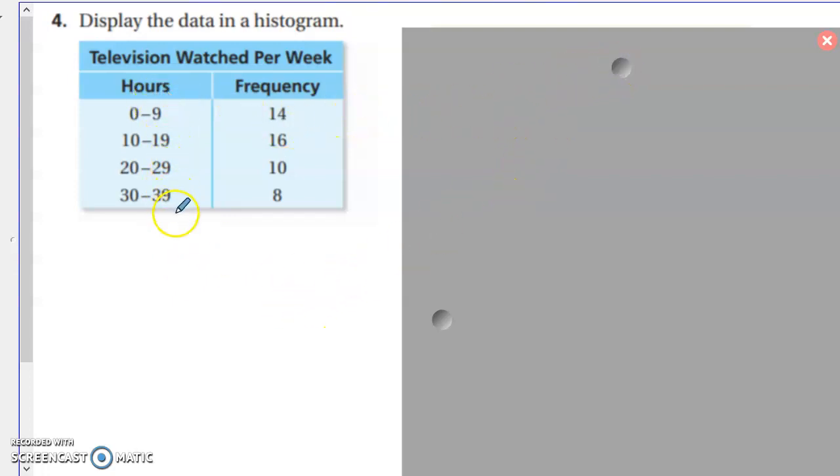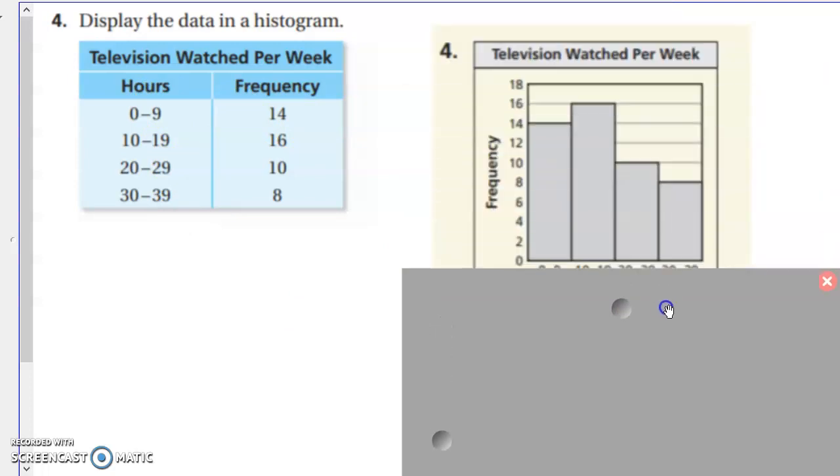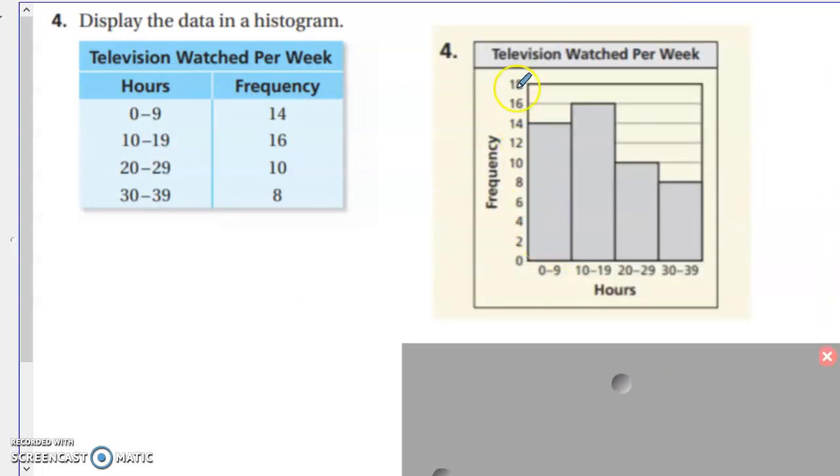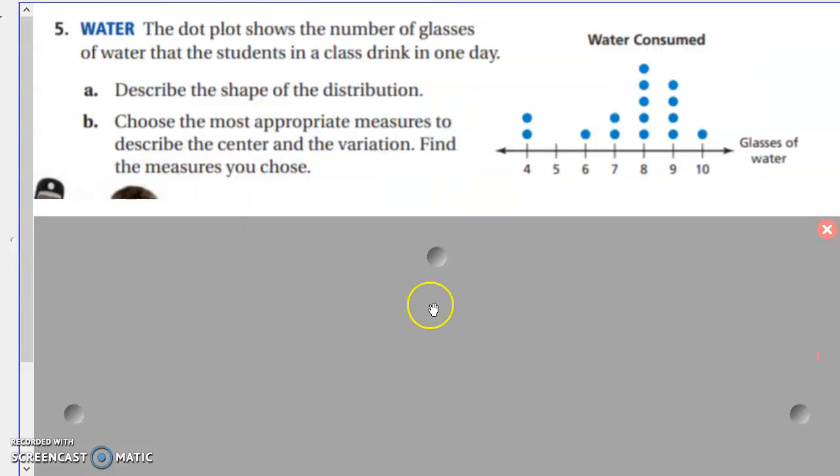So first, these would be my bars on the horizontal axis, and then the frequency would be my numbers on the vertical axis. So then I just drag this bar up to 14, I drag this bar up to 16, this bar gets brought up to 10, and this bar gets brought up to 8, and there is my histogram for this set of data.